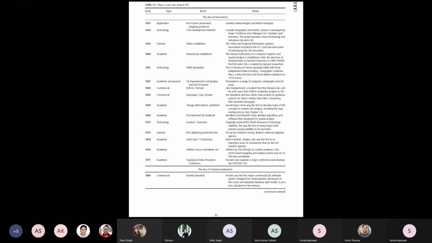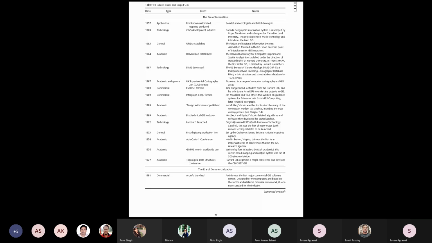Okay, so rest of the academic developments were there, but these all are the major events that have taken place in the era of innovation, that involves the establishment of CGIS, then the development of various commercial organizations like ESRI, Intergraph, the concept of overlay, and the launch of Landsat 1. All these things took place in the era of innovation. Okay. Second one is the era of commercialization.